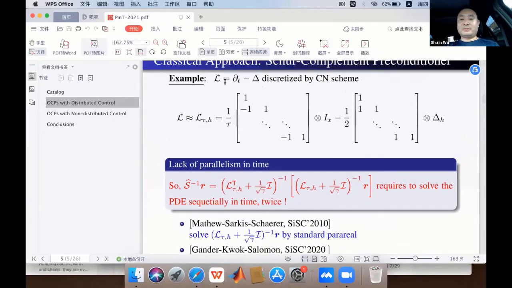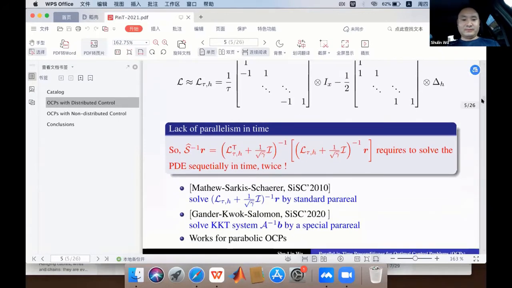For example, for the parabolic OCPs, L will be replaced by the space and time discretization matrix L tau and H, given by like this. So we need to solve this linear problem. It requires to solve the PDE equation in time twice.